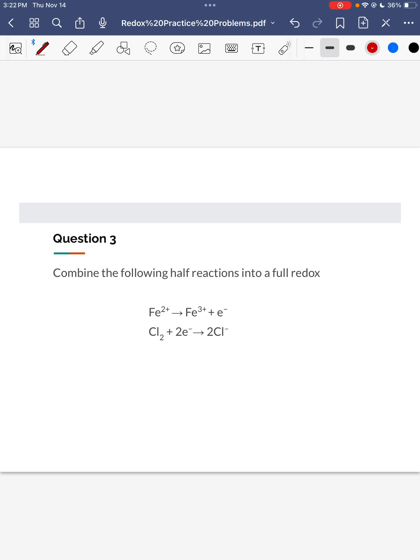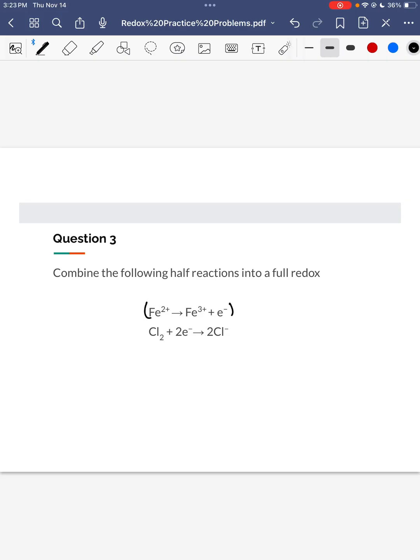Combining half reactions into a full redox reaction is a lot more common than splitting a full redox reaction into half reactions. So the good news about that is it's also quite a bit easier to do. So this time I have iron 2 that has been oxidized to be iron 3 plus an electron, and I have chlorine that has been reduced to be 2 chlorine ions. So what I really have to do here to make sure that I have a full reaction is I have to cancel out my electrons.